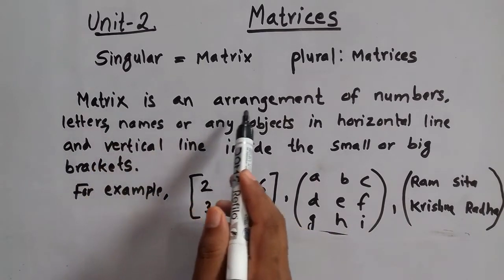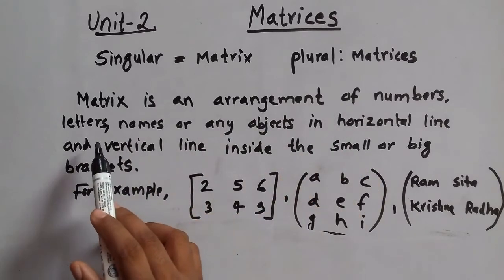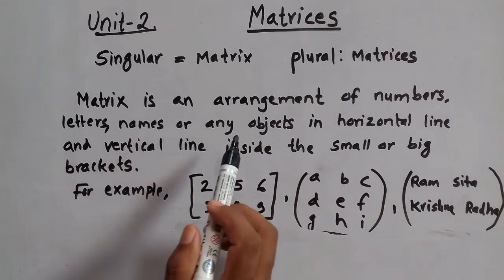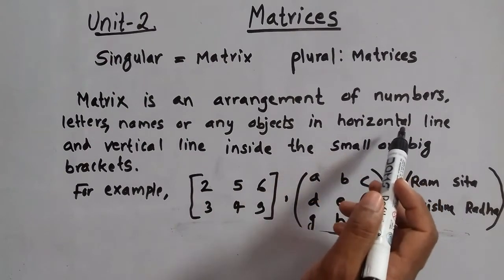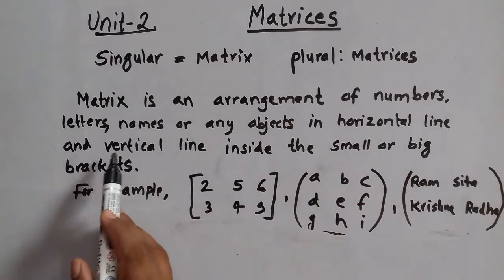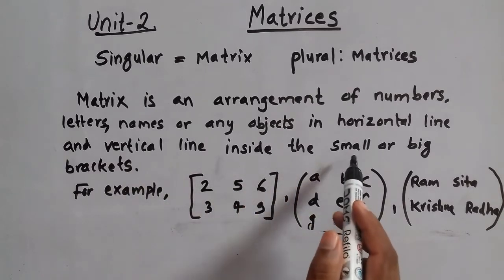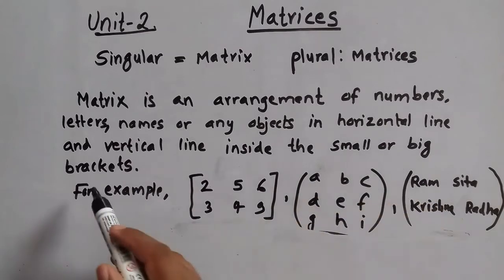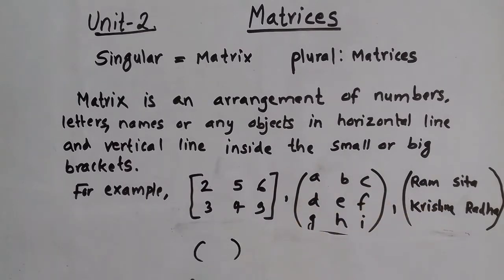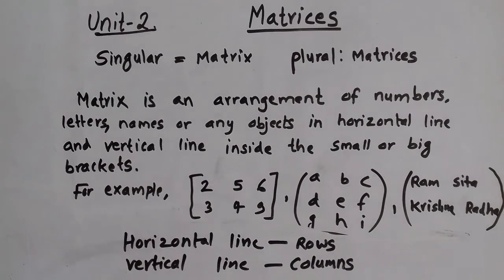A matrix is an arrangement, or we can say a collection of numbers, letters, names or any objects in horizontal and vertical lines. From east to west is a horizontal line, and up and down is a vertical line, inside small or big brackets. Small means this type of bracket and big means this type of bracket. In either of these two brackets we can write the matrices.